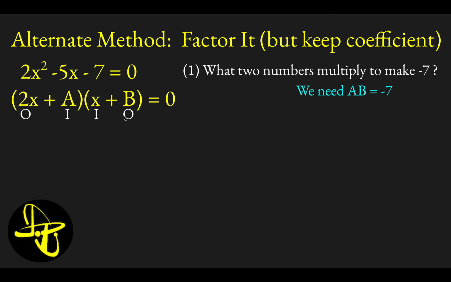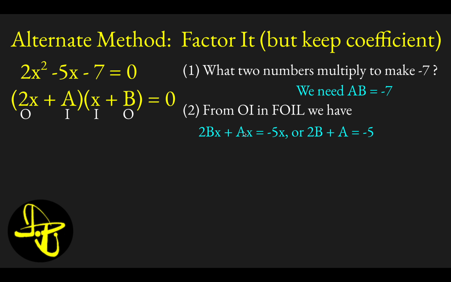And then likewise, we need to look at what happens with the coefficients of the x. That would be the O and the I terms from the FOIL method. If you look at the outer and inner terms as you execute FOIL on this, 2b times x would be your outer terms, and a times x would be your inner terms. So 2bx plus ax is going to have to equal -5x. If you divide out the x, you can see that 2b plus a is going to have to be -5.